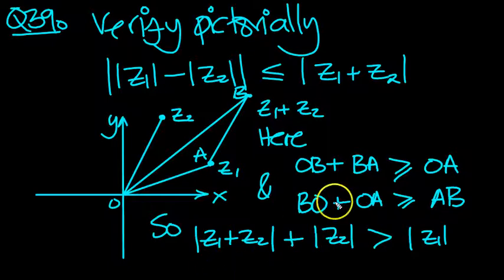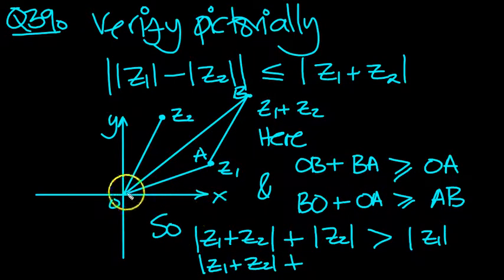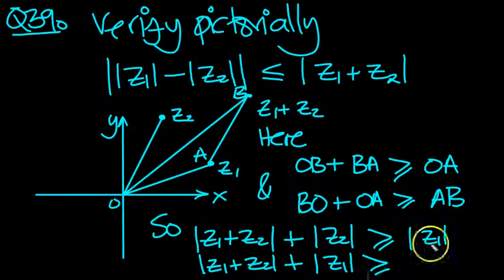And we've got on the second one, OB or BO, it's the same thing, is that same thing here, plus OA, which is this distance here, which is the modulus of Z1 as a distance, is greater than or equal to AB. A to B is the modulus of Z2, isn't it, this distance here? So we've got that.